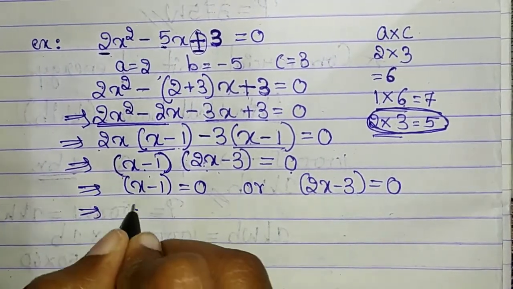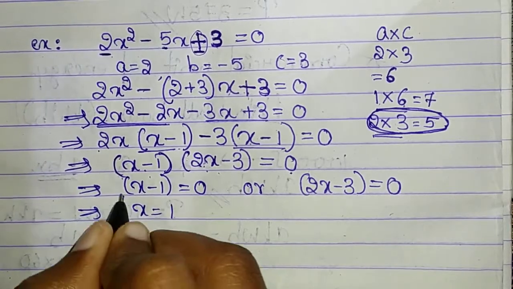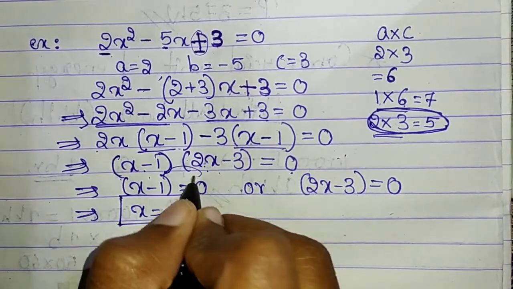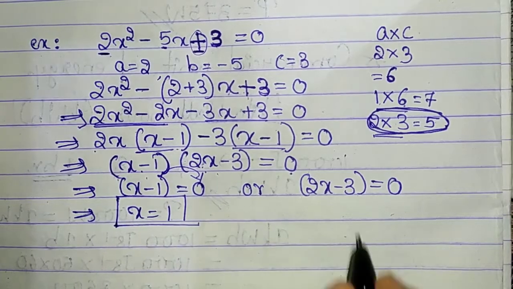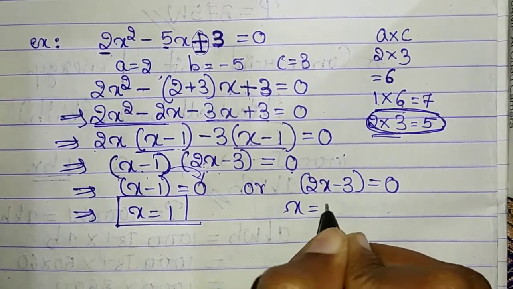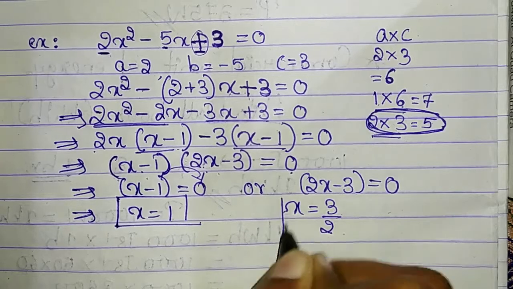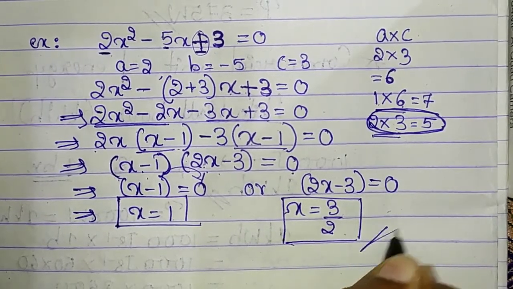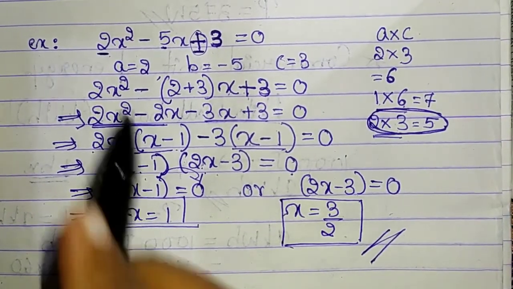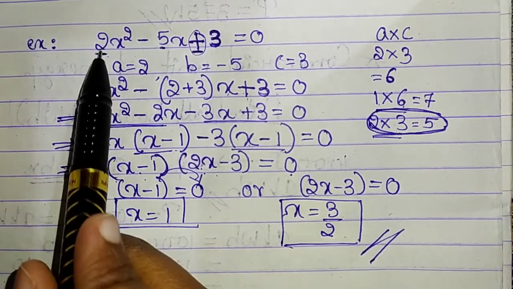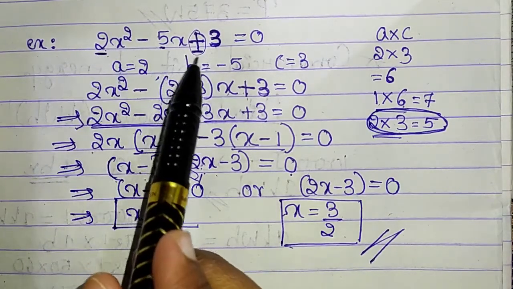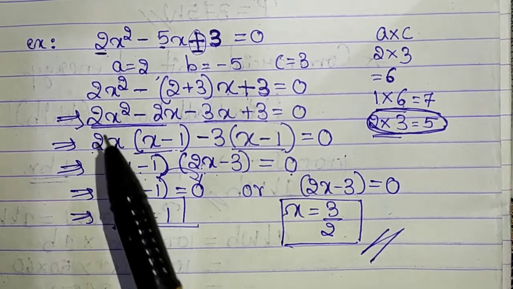So this implies x equal to 1. This is the first solution. On transposing, minus 1 becomes plus 1, and here x equal to 3 by 2. So these two are the required solutions for our given quadratic equation 2x square minus 5x plus 3 is equal to 0.